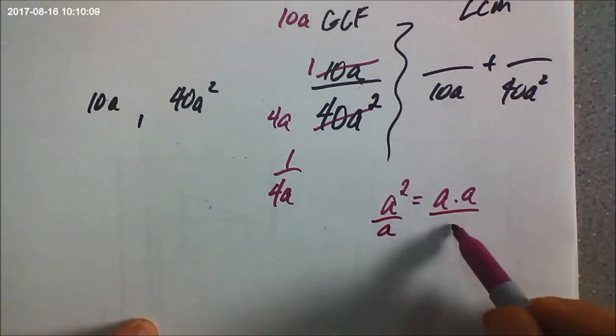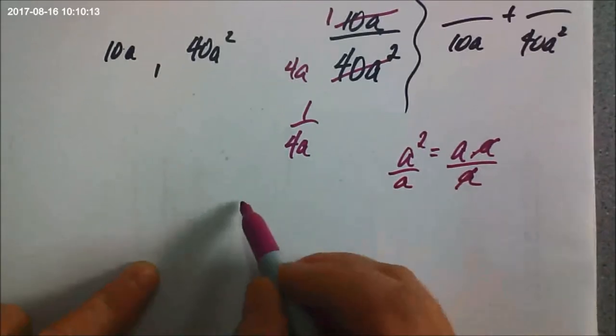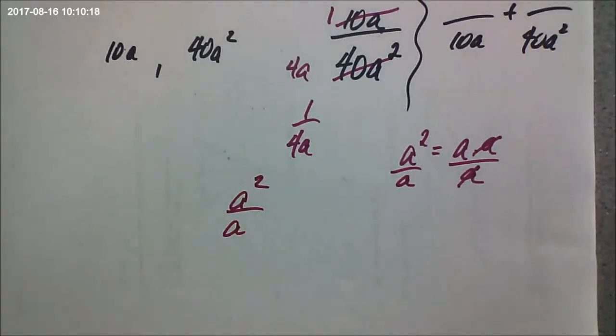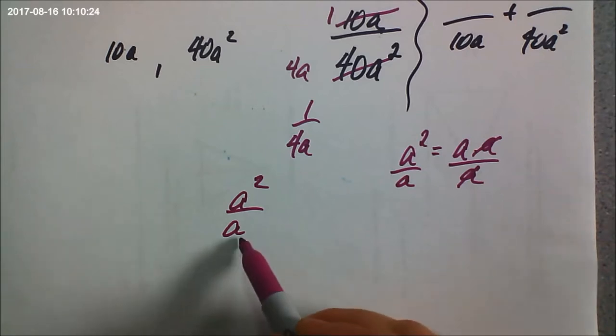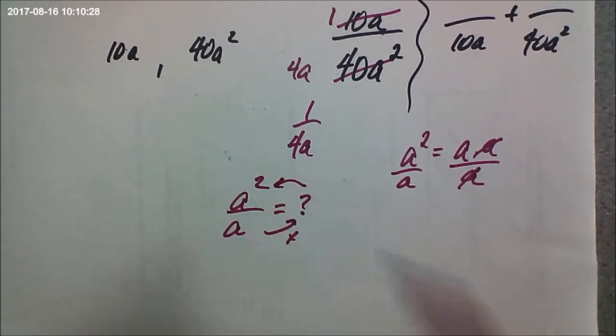How many times does A go into A squared? 8 times. Remember, check this out. Remember how I told you how to read division? You don't say A squared divided by A. You say A times what equals A squared. So A times what is A squared? A.